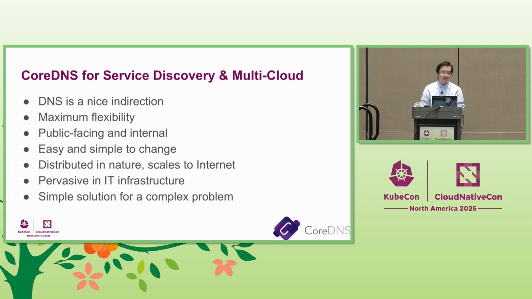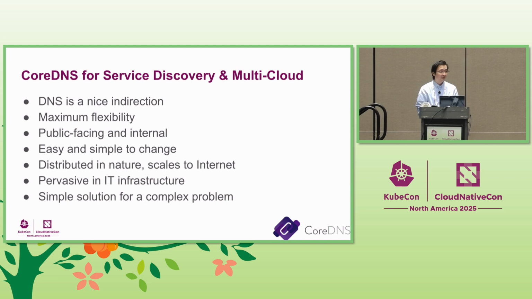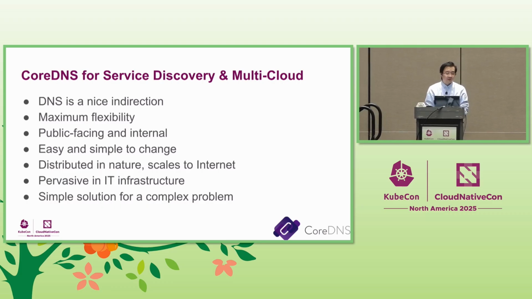So first of all, DNS is a nice indirection, and this indirection actually helps you when you need it. It gives you the maximum flexibility and allows your users to not change their behavior while you can make an infrastructure change from the backend. The DNS itself can be public facing, can be internal, but it's actually very much the core of the networking infrastructure. DNS by itself is easy and simple to change.